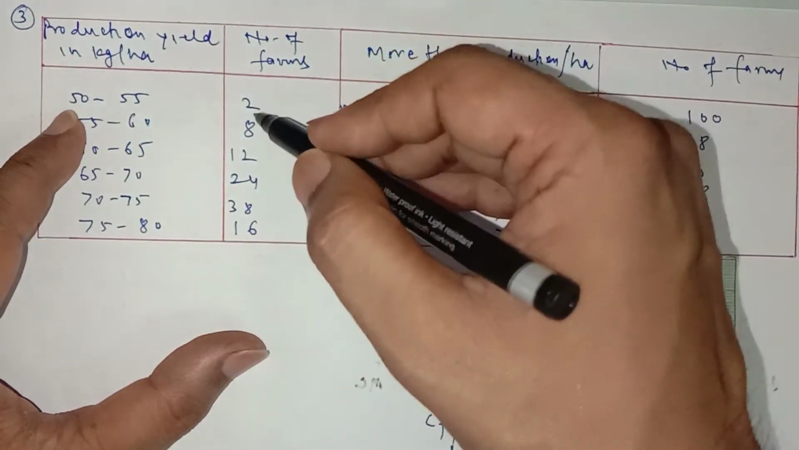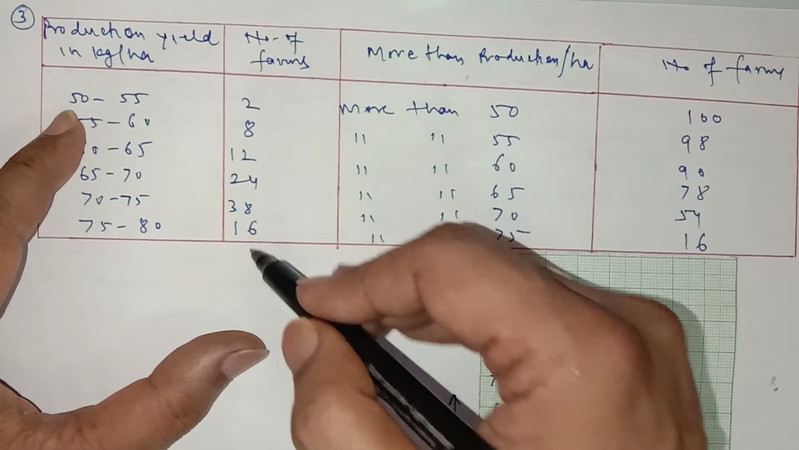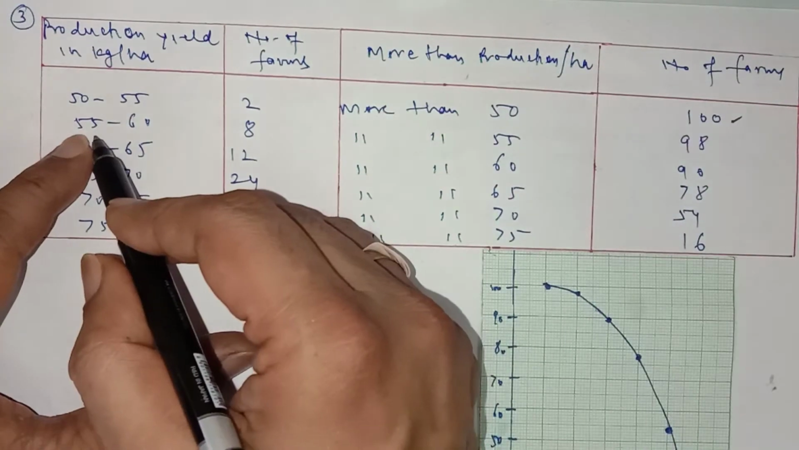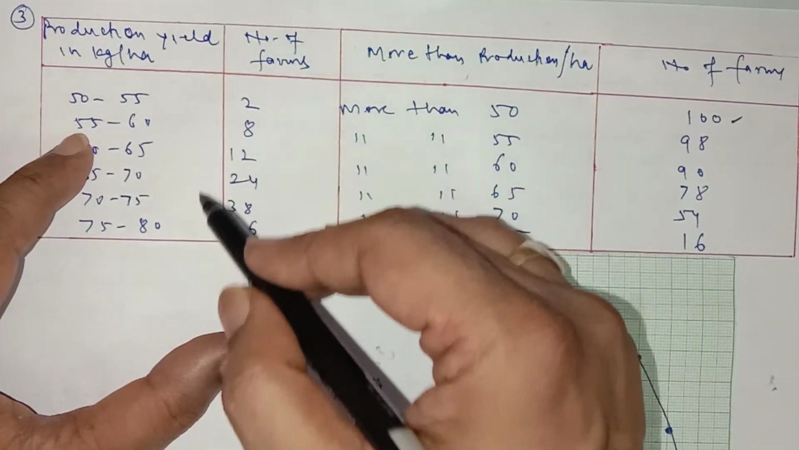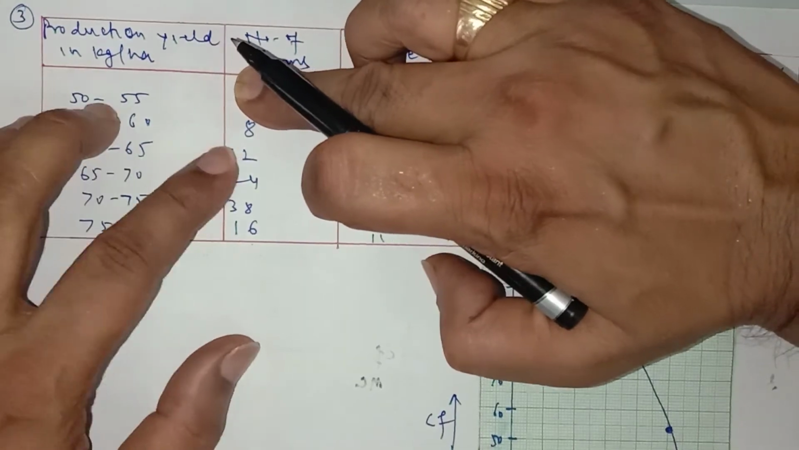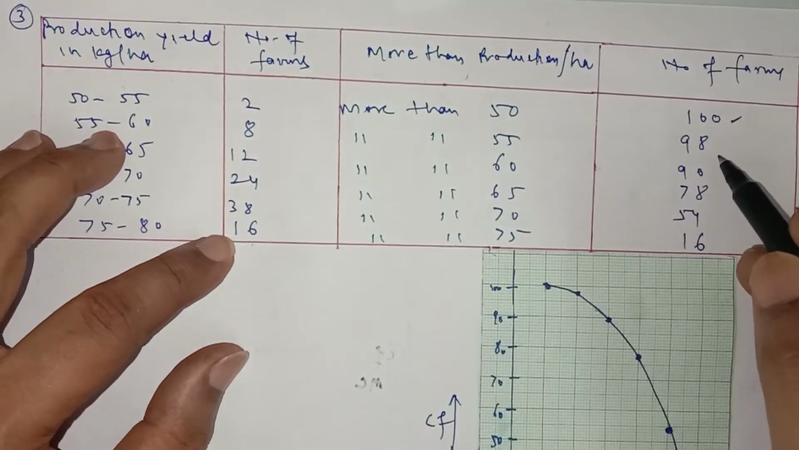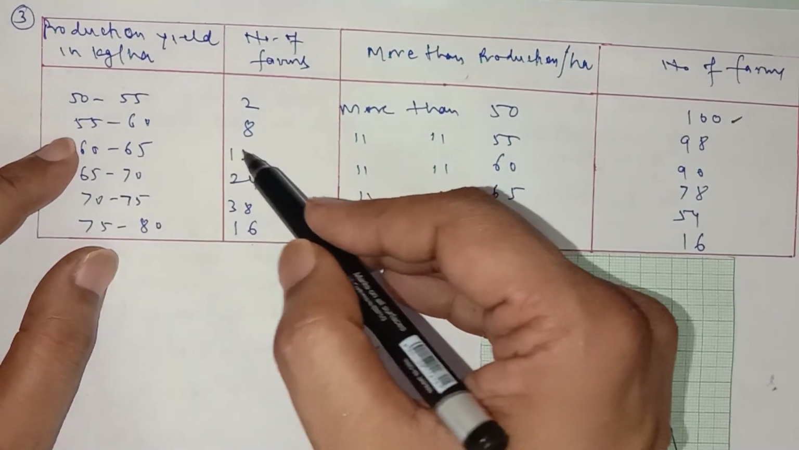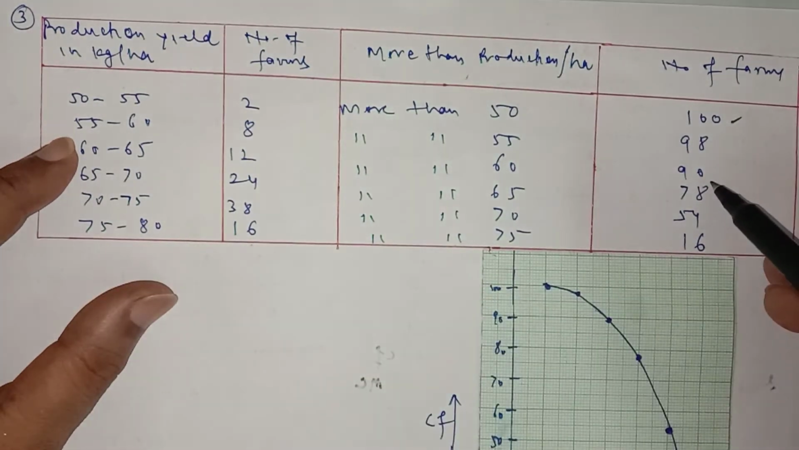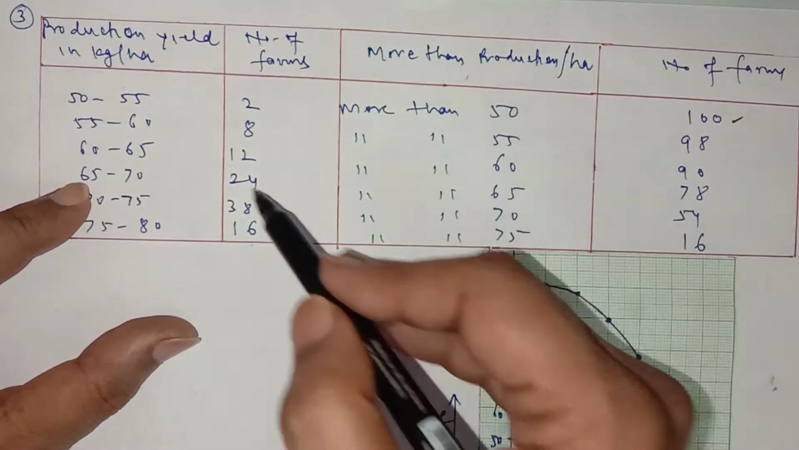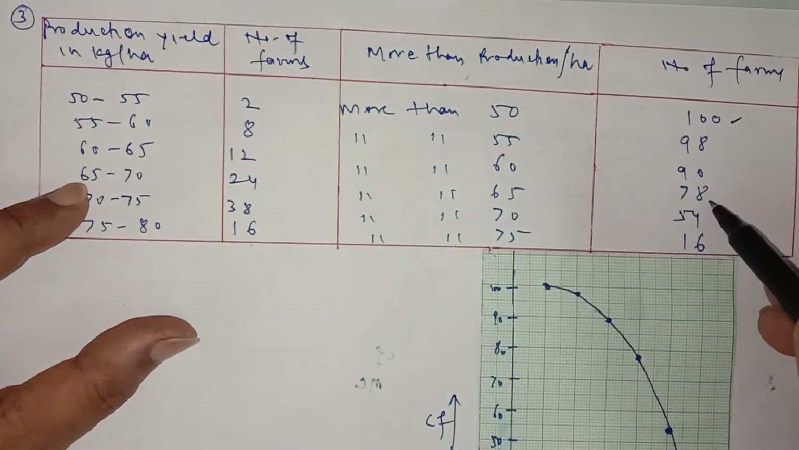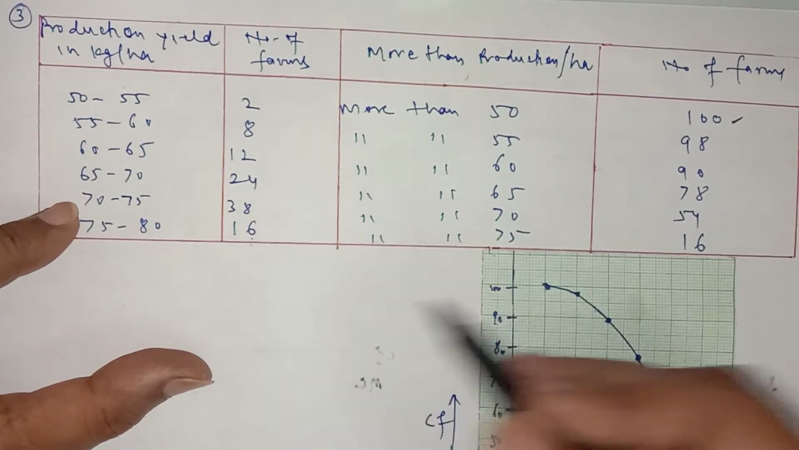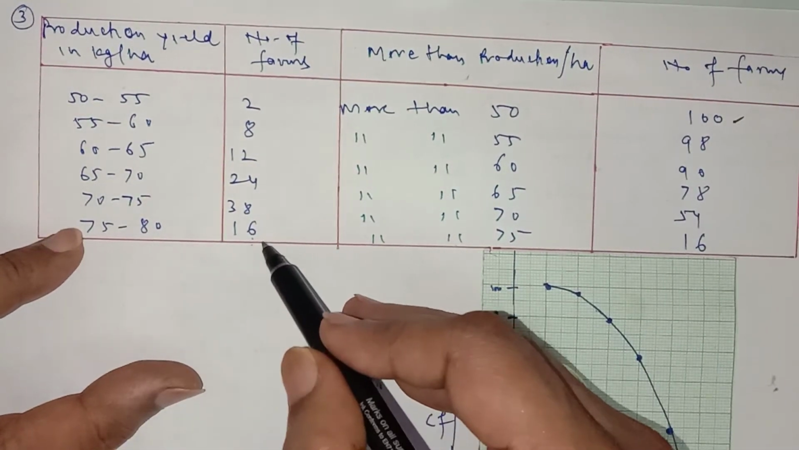The number of farms with production more than 50 kg per hectare is all of them, that is 2 plus 8 plus 12 plus 24 plus 38 plus 16, that is 100. Now more than 55 will be the sum except the first, 8 plus 12 plus 24 plus 38 plus 16, that is 98. More than 60 will be the sum of 12, 24, 38 and 16, that is 90. More than 65, 24 plus 38 plus 16, that is 78. More than 70, it will be 38 plus 16, that is 54. And more than 75, it will be 16.